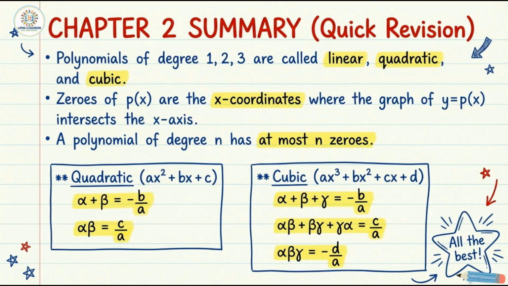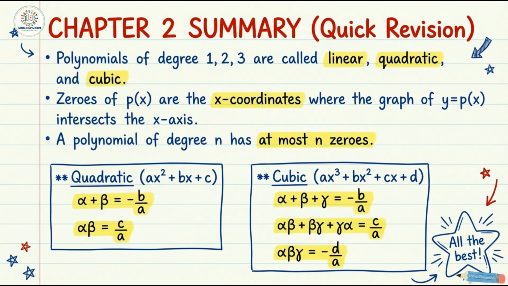Summary, quick revision. Polynomials of degree 1, 2 and 3 are called linear, quadratic and cubic. Zeros of p of x are the x coordinates where the graph of y equals p of x intersects the x-axis. A polynomial of degree n has at most n zeros. Quadratic ax square plus bx plus c: the sum formula is alpha plus beta equals minus b by a, and the product formula alpha beta equals c by a.